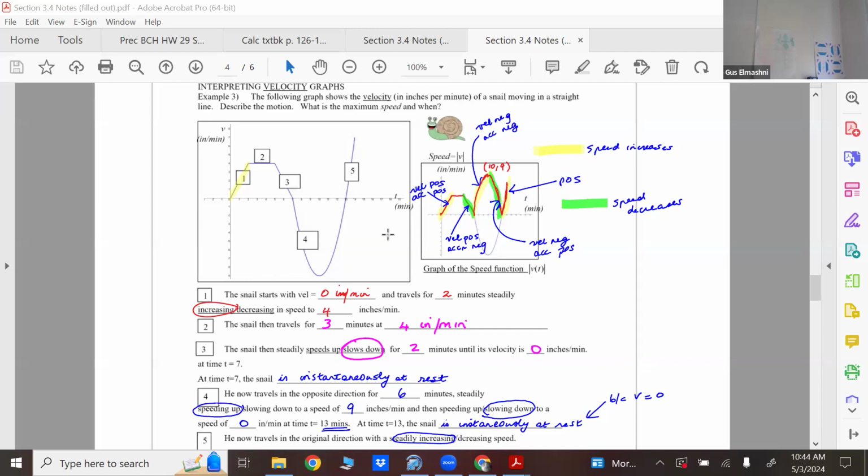Then it decides to slow down, so it's not going as fast, slowing down for 2 minutes until the velocity is down to 0. By the time it gets to 7, it's at rest. It stops. Then the snail decides to turn around. I'm not sure you guys say snail turn around, kind of weird. But it turns around and goes back the other way. And in this case, now it's traveling in the opposite direction for 6 minutes steadily, speeding up. So this is the weird part. This is the part where it gets weird.